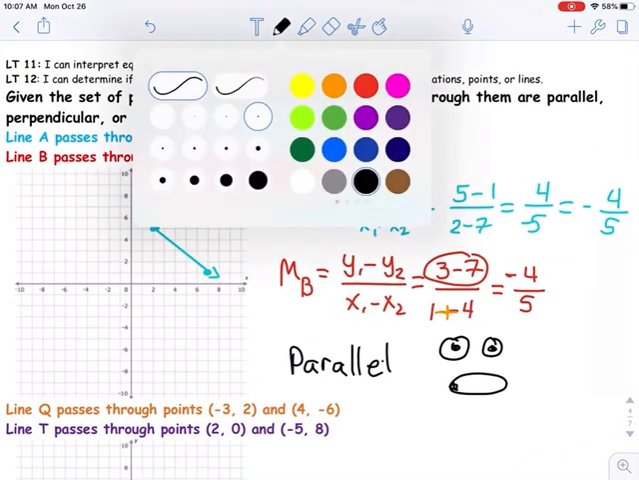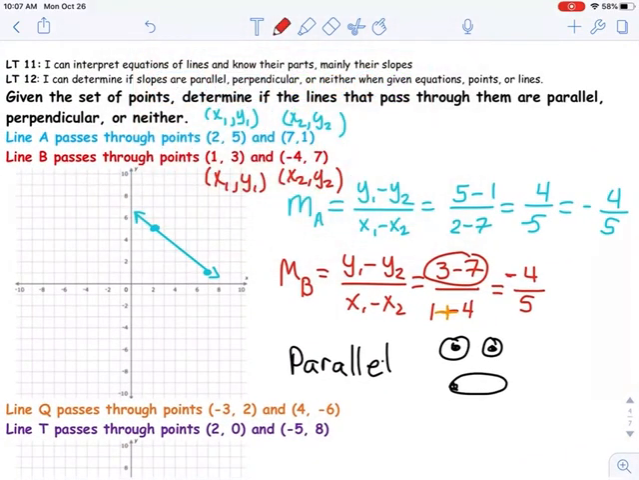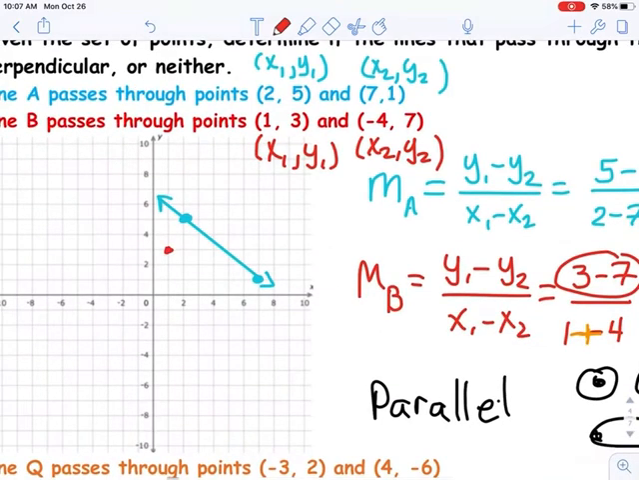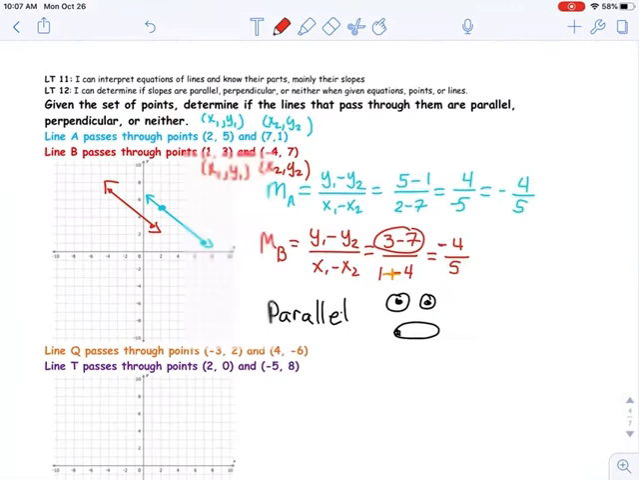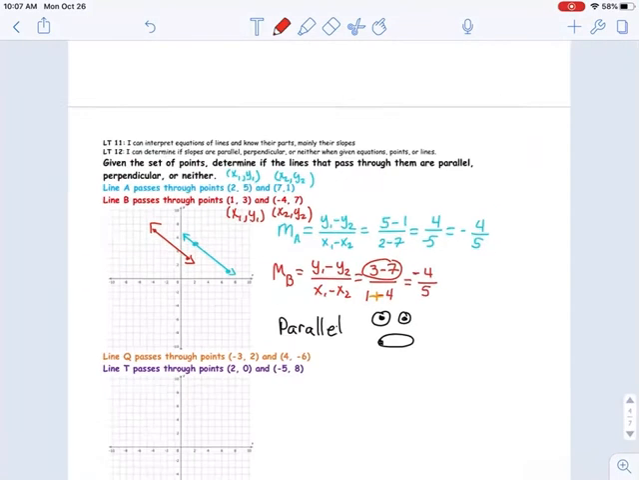All right, why are they parallel? Same slope. Anywho, we got 1, 3, and then negative 4, 7. This is the line right here. These two lines would never intersect. I was just trying to trick you a couple of times, make sure you guys are paying attention.